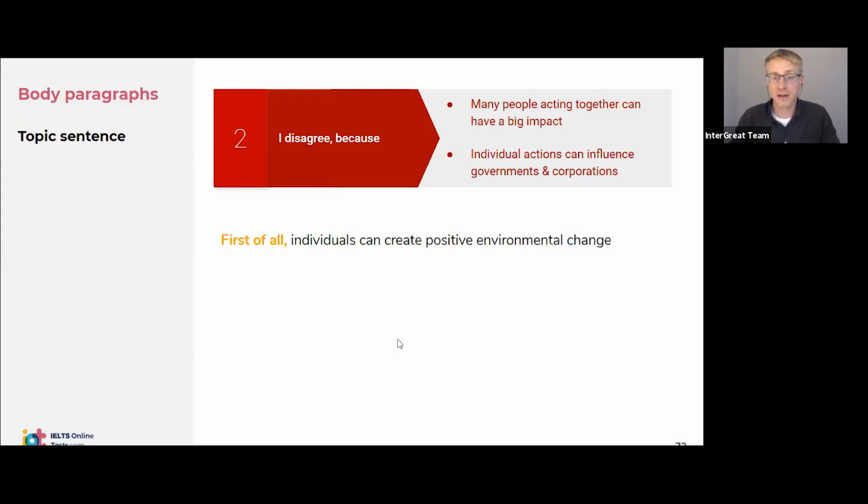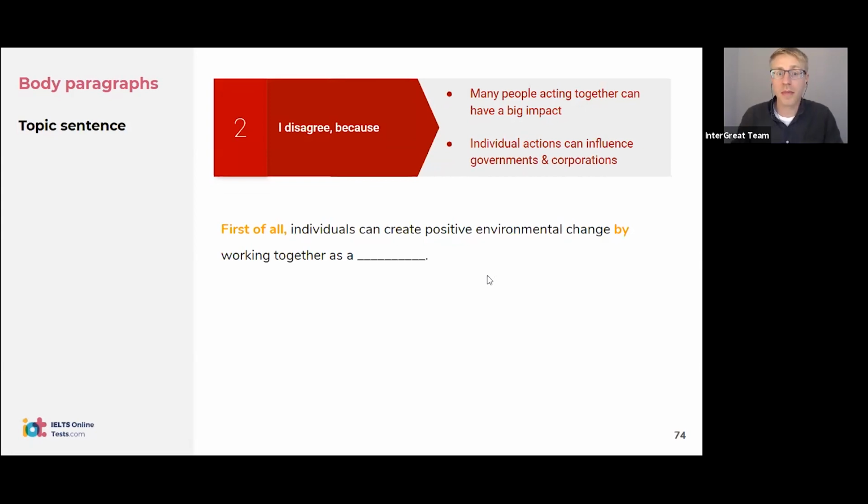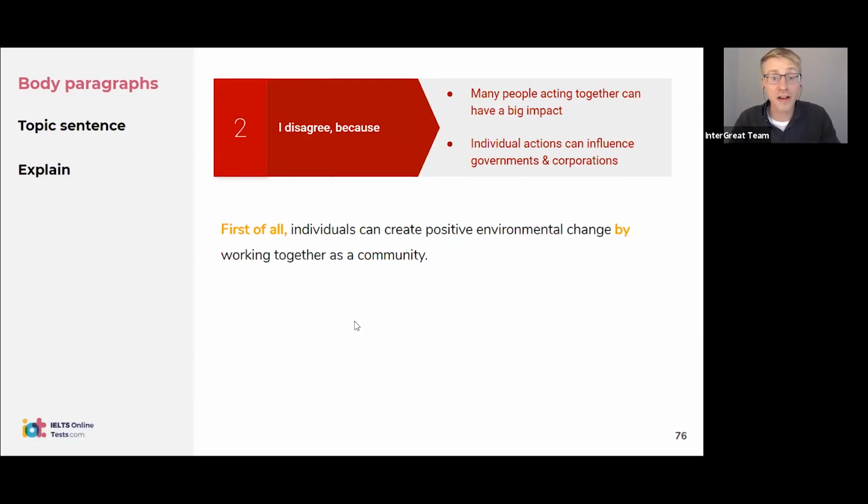And let's see, how can they do this? By working together as a, what would be a good word to go here, to say many people acting together. Firstly, would be all right, very good. One team. I've chosen community. Yep, exactly. I think community works very well here when you're talking about environmental problems.